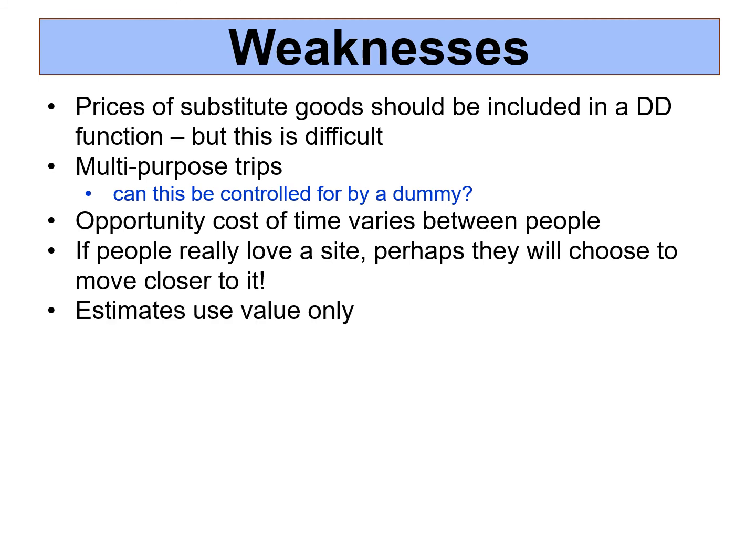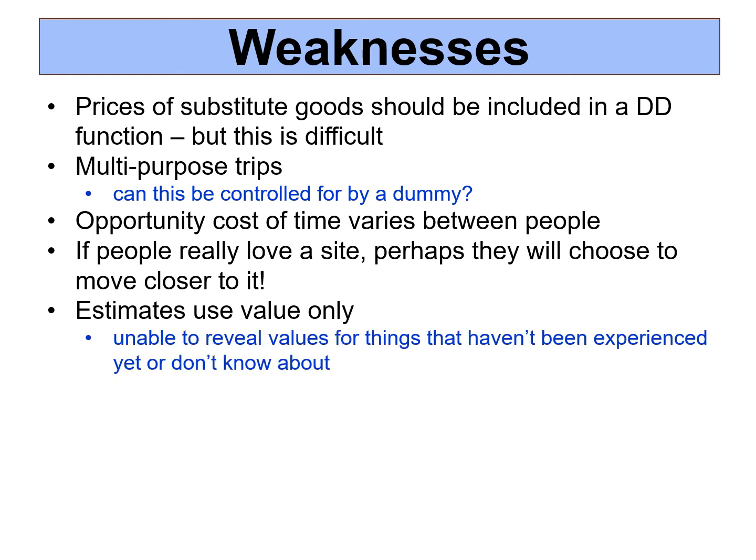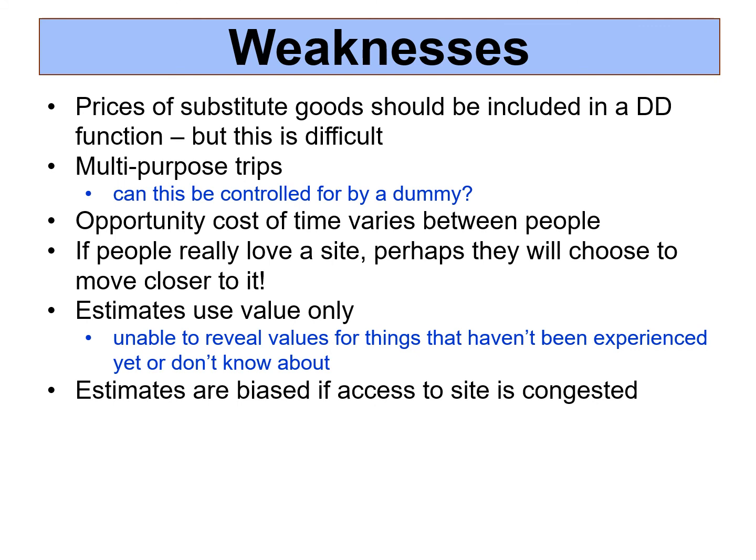And basically, the travel cost method can only estimate the use value. So if, let's say, you are talking about something that you haven't experienced, the travel cost cannot do that. The estimates are also biased if, let's say, the access to the site is congested, which is very common for travel costs.